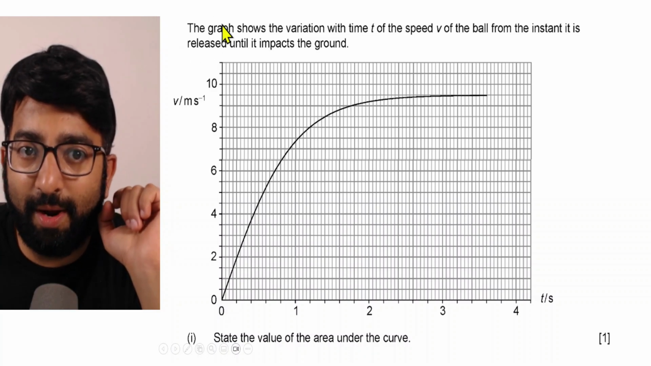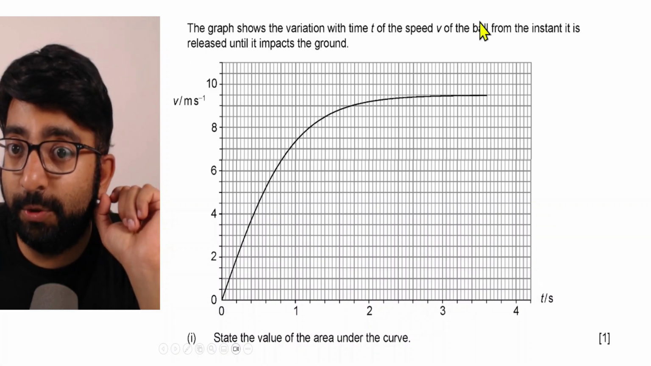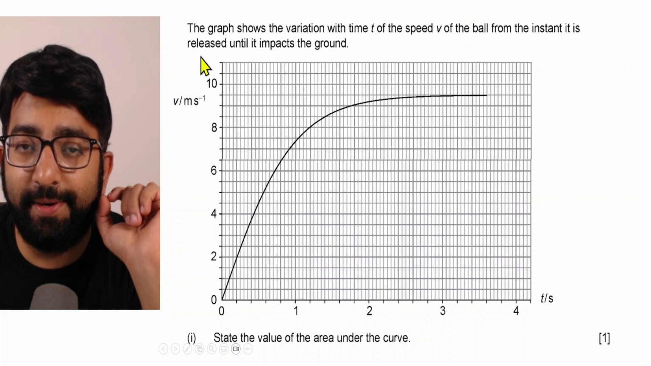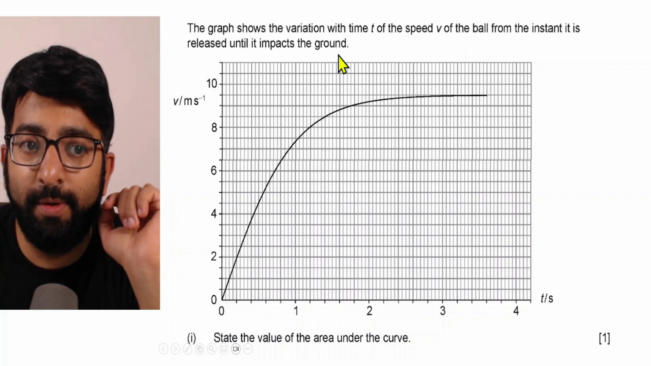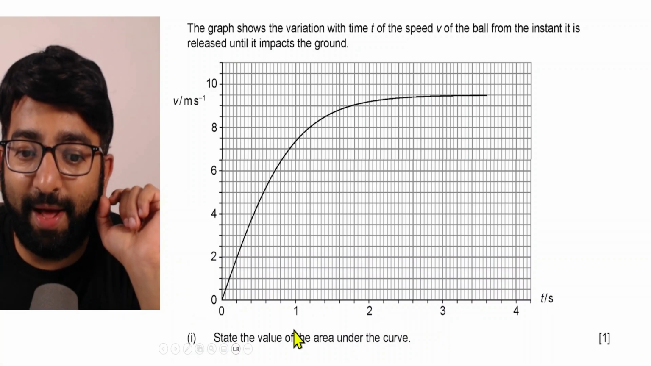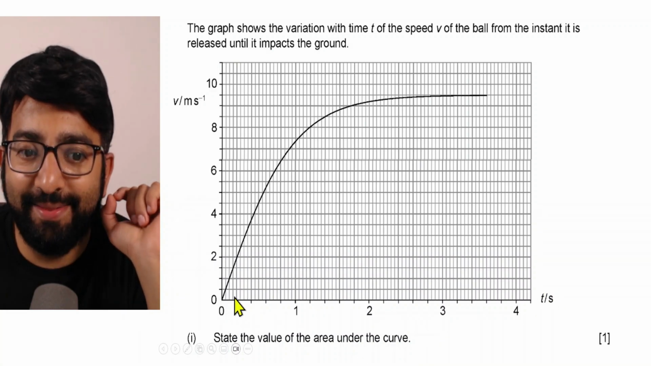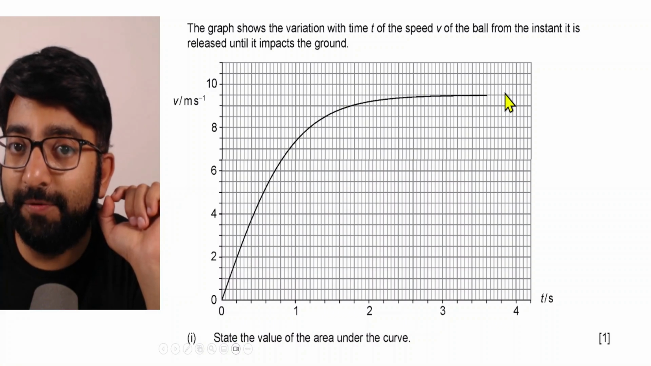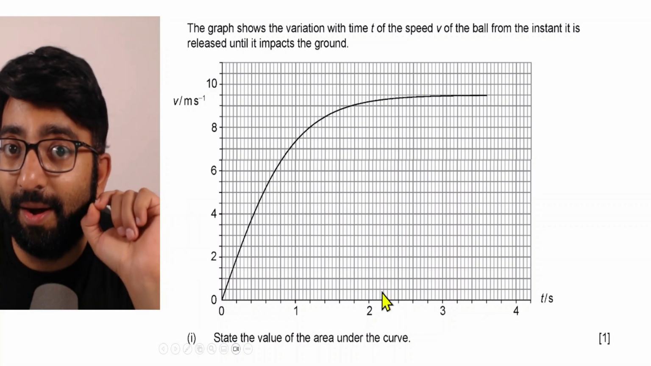In this question, the graph shows the variation with time of the speed of the ball from the instant it is released until it impacts the ground. So the y-axis is velocity, x-axis is time, and we need to find the value of area under the curve. And the curve or the graph is shown in this figure. And how do we find the area under the curve?